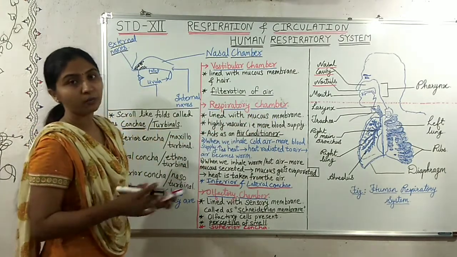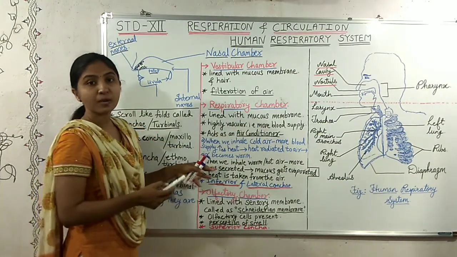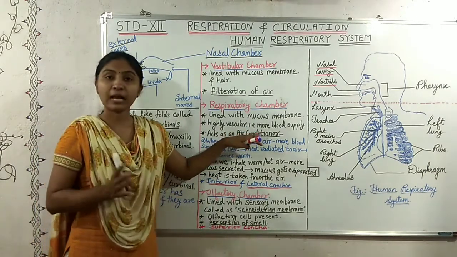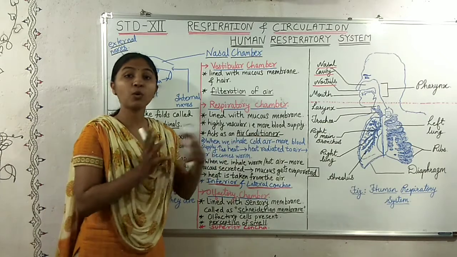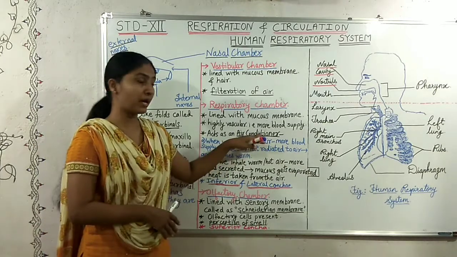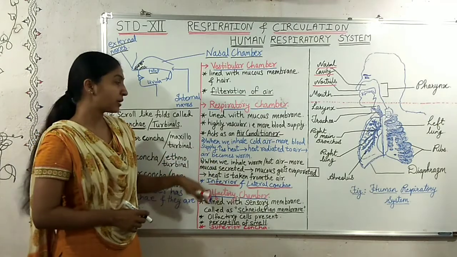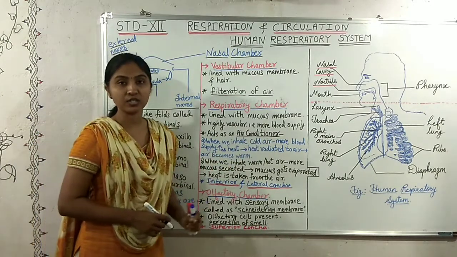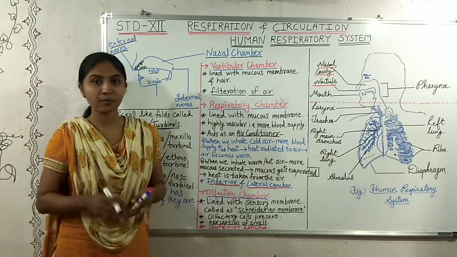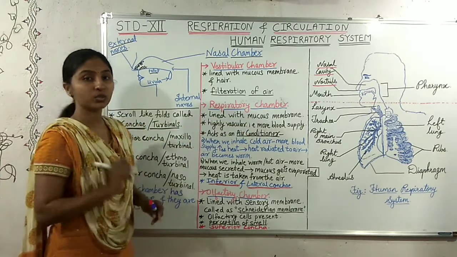This respiratory chamber is also lined with mucous membrane, but this mucous membrane is highly vascularized. That means the capillaries here are more in number. So the more the number of capillaries, the more blood is supplied in this respiratory chamber. Now, this respiratory chamber acts as an air conditioner. What is the function of an air conditioner? It regulates the temperature, right? So here, this respiratory chamber does two things.